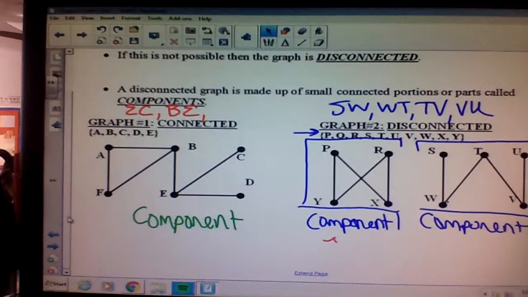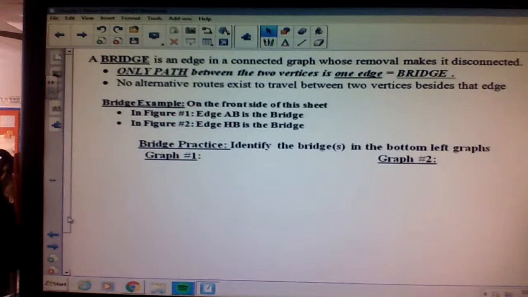So again, this is going to be your most difficult piece. If you take the line away and it becomes 2 separate graphs instead of one chunk, it's a bridge.